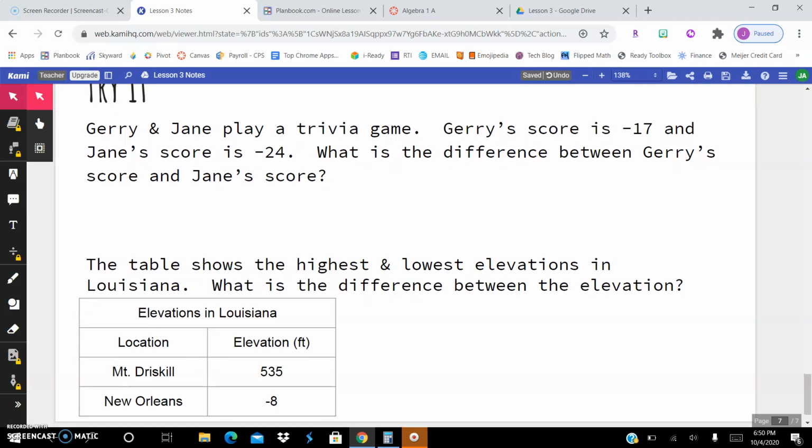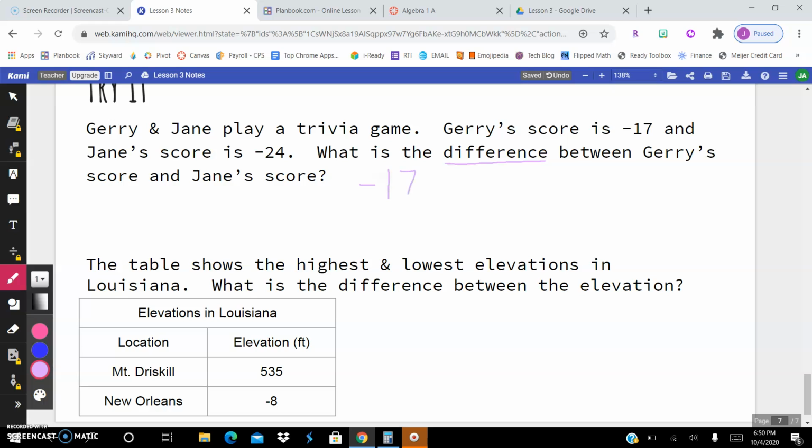All right. Jean and Jerry play a trivia game. Jerry's score is -17 and Jane's score is -24. What is the difference between Jerry's score and Jane's score? So the key word that I noticed was difference. If that word is in your problem, then you're going to have to subtract because you want to know what the difference between the two numbers is.